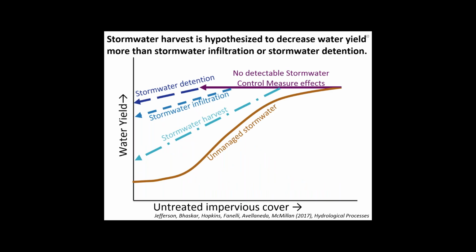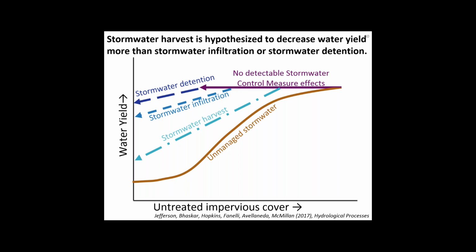Then the next plot is showing water yield on the y-axis. Again, we're seeing this unmanaged stormwater curve along with untreated impervious cover. We're expecting an increase in water yield overall. And then again, there might be some implementation of stormwater control measures that we don't detect on a watershed scale. But then once those effects are detectable, here there might again be a split depending on type of stormwater control measure.